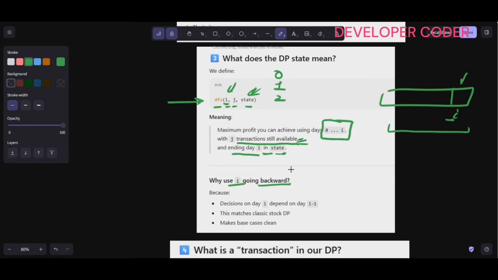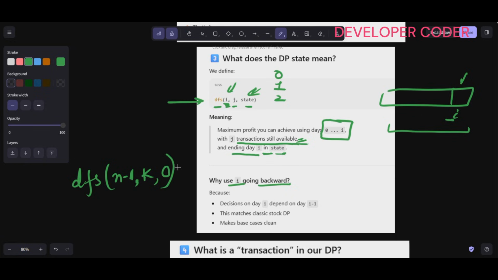So actually, in my code, what I need is the answer of dfs of I. Last, what is the total size of my array? If n is the size, then the last element is n minus 1. So until n minus 1, I want to complete at most k transactions. K transactions in total I have, and I don't want to do anything else.